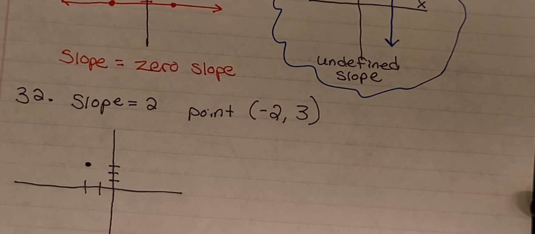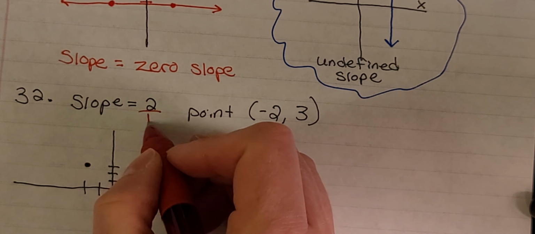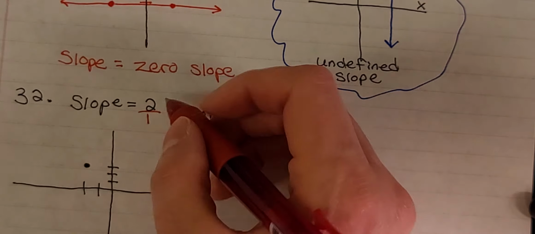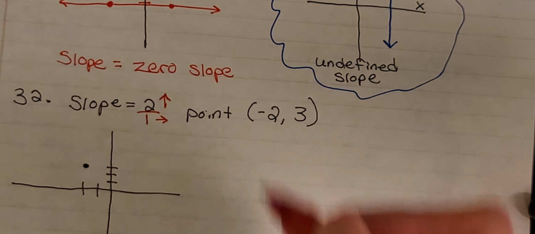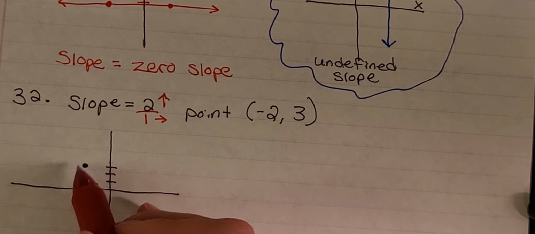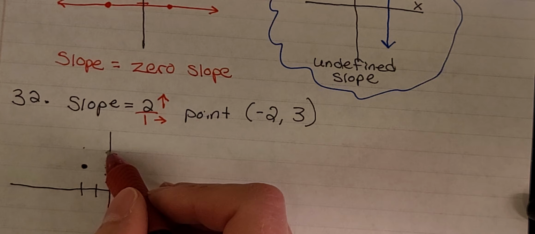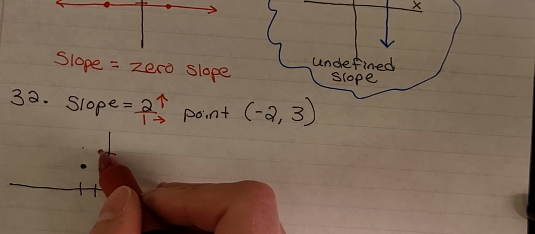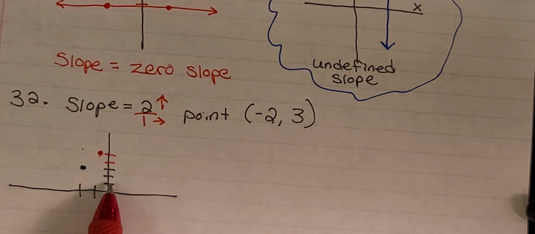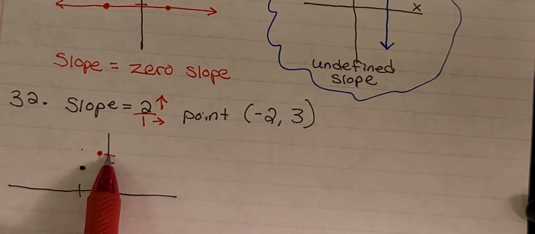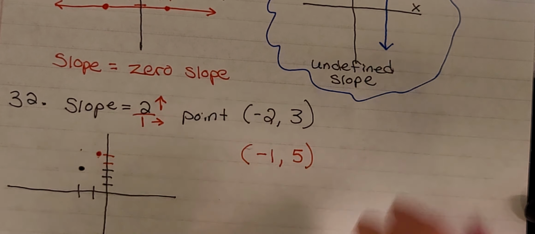For your slope, if you remember, this is rise over run. So this would have 1 underneath. So that means we're going to go up 2 and then go to the right 1. So you start from your dot. We're going to go up 2 and then to the right 1. And then you say, okay, what is that coordinate? So that's -1, 1, 2, 3, 4, 5. So your next coordinate is -1, 5.